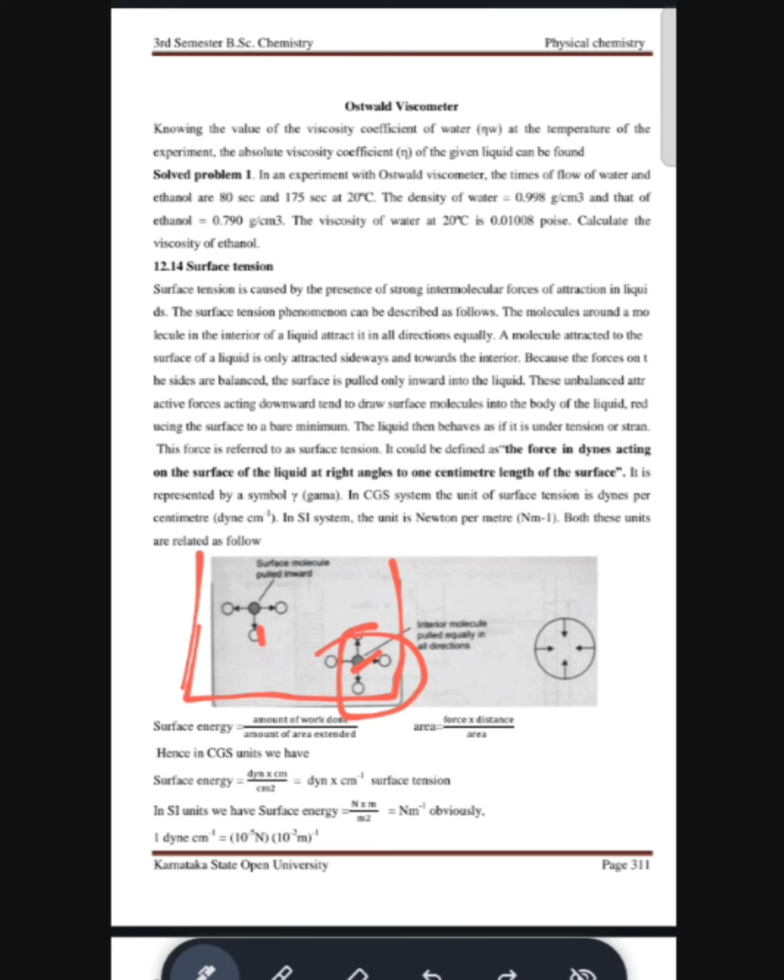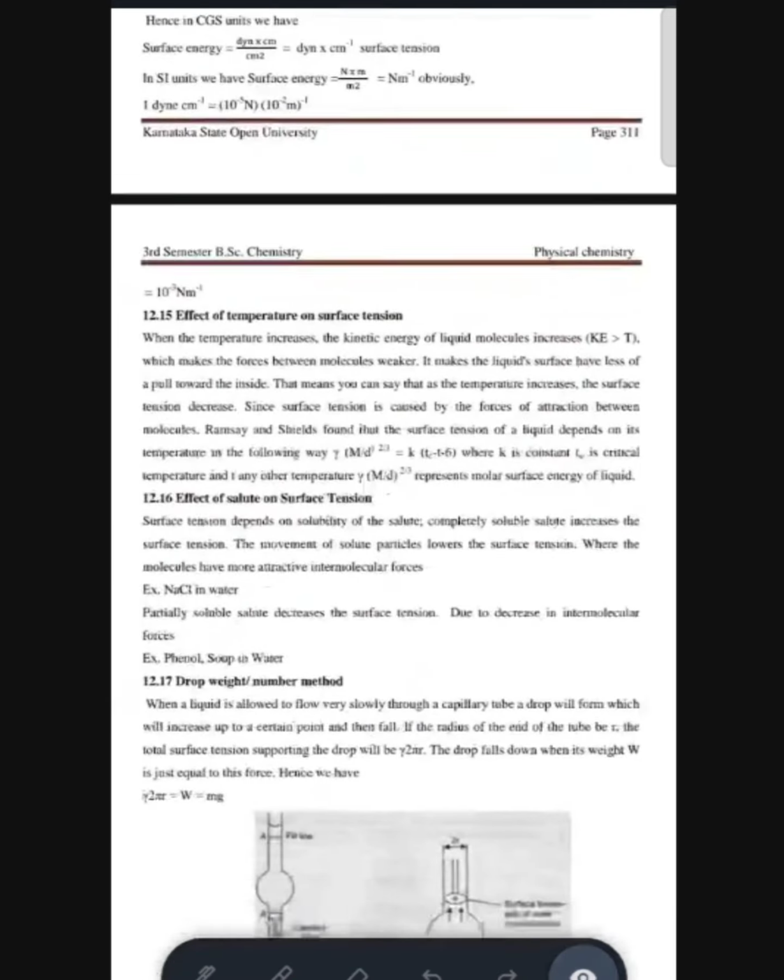That is with respect to surface tension. Surface tension is caused by the presence of strong intermolecular force of attraction in a liquid. How it reacts with the liquid. So, effects of temperature.